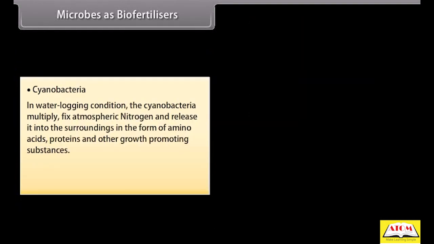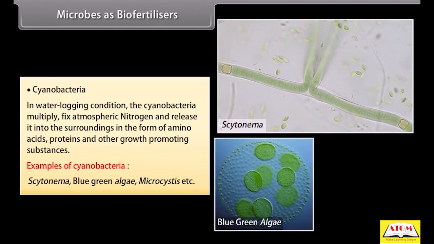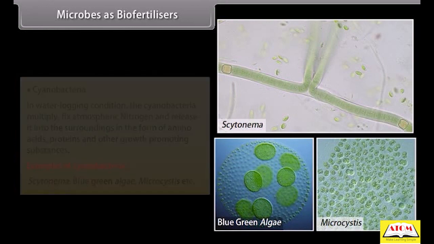Cyanobacteria. In waterlogging condition, the cyanobacteria multiply, fix atmospheric nitrogen and release it into the surroundings in the form of amino acids, proteins and other growth-promoting substances. Examples of cyanobacteria: Cytonema, blue-green algae, Microcystis, etc.